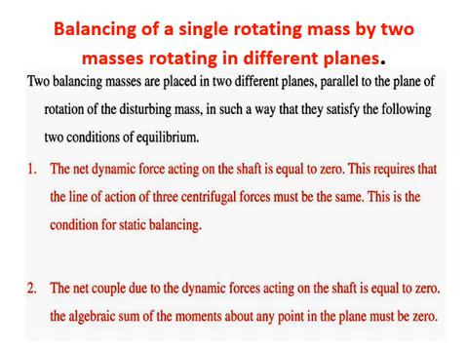In this slide, the balancing of a single rotating mass by two masses. The two masses are placed in two different planes, parallel to the plane of rotation of the disturbing mass. It satisfies the two main conditions of equilibrium. One is that the net dynamic force acting on the shaft is equal to 0, which is the condition for static balancing. The second is that the net couple due to the dynamic forces acting on the shaft is equal to 0, that is, the algebraic sum of moments about any point in the plane is equal to 0.